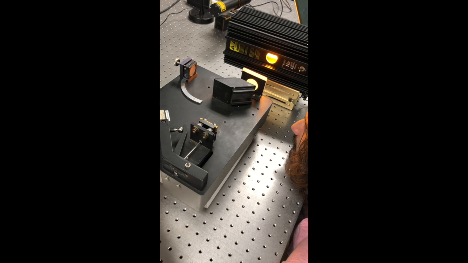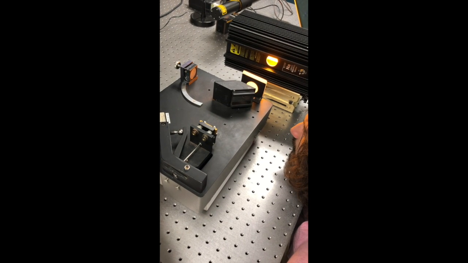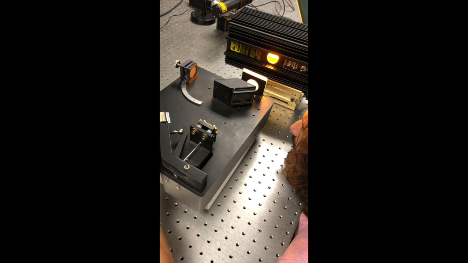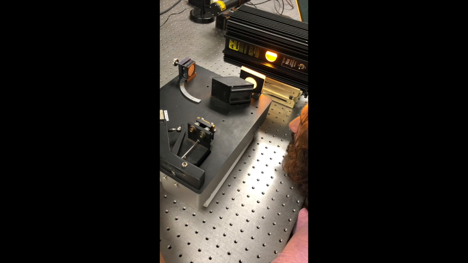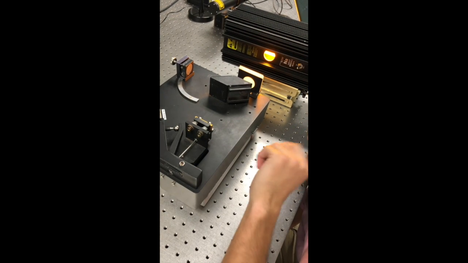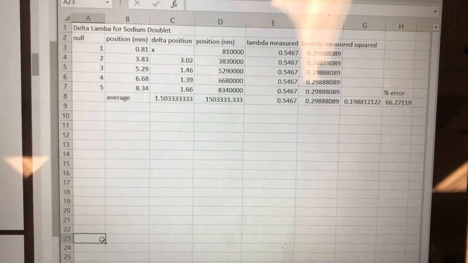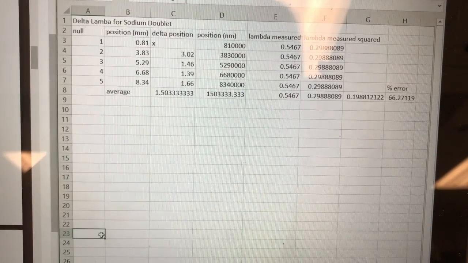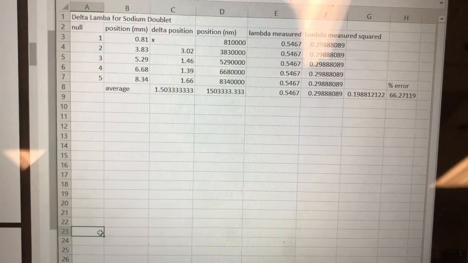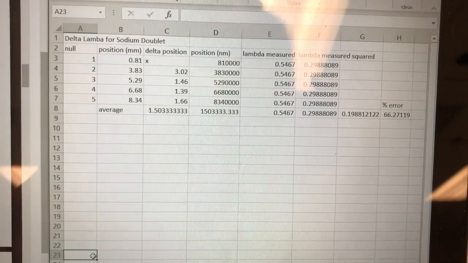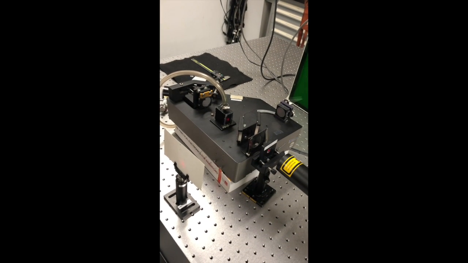So here Nick is trying to find the difference in wavelengths for the sodium doublet, and you do this by finding the difference in position of wavelength where there's a null and you can't really see the fringes anymore in the interferometer output. And finding delta lambda for the sodium doublet experiment, there was around a 66% error where we got a change in wavelength of 0.198.